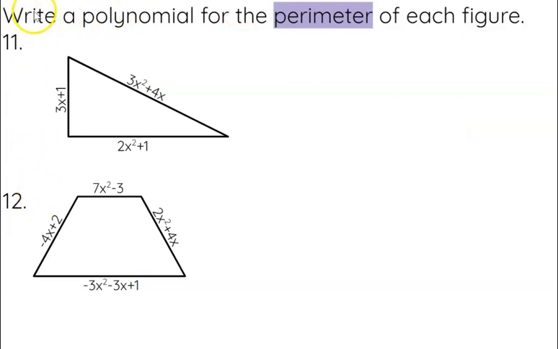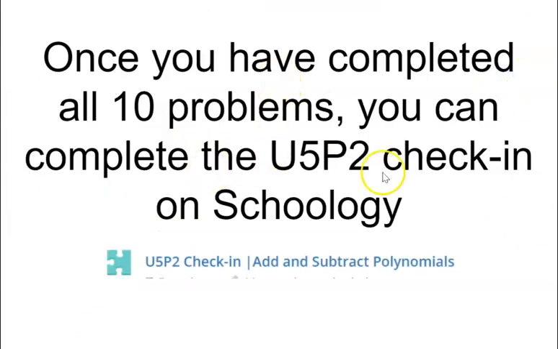And then on the last one, it says write a polynomial for the perimeter of each figure. So remember, perimeter just means adding up all of the sides of a shape. So you'd add up all the lengths. So a little bit of a challenge here to add up all of these polynomials, but I believe that you can do it. And then lastly, make sure you complete the check-in once you've done all your practice problems. And as always, if you need any help or support, please reach out.